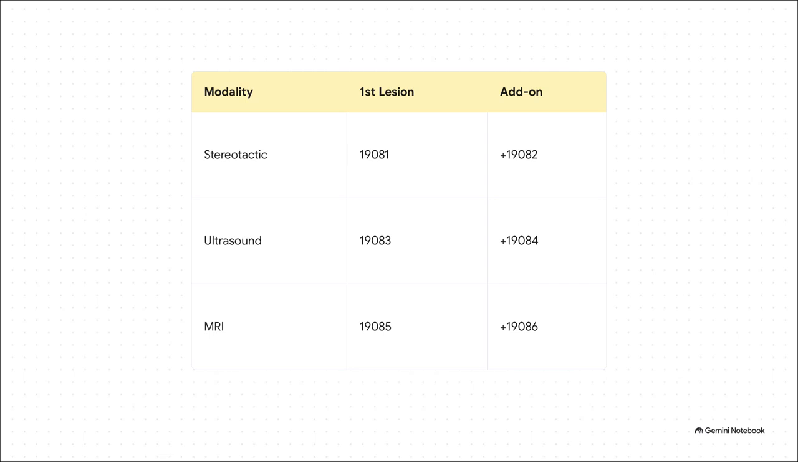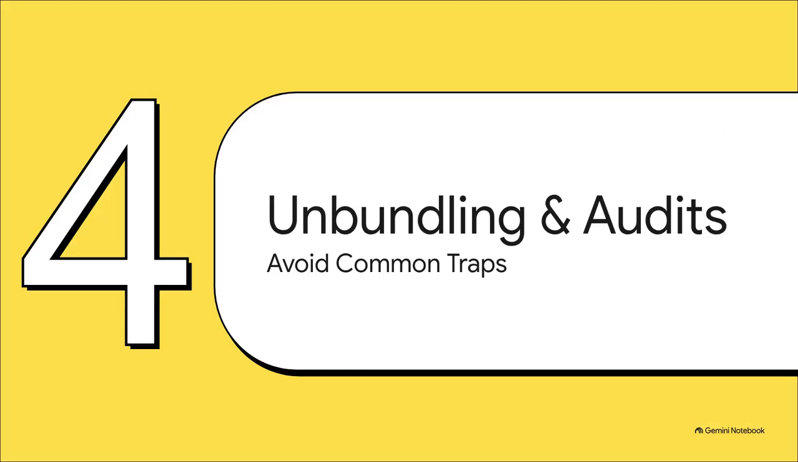If the physician uses stereotactic guidance, your initial lesion is 19081, and any additional lesions biopsied using that exact same guidance get the add-on code 19082. For ultrasound guidance, like we just talked about, it's 19083 for the first lesion and the add-on 19084 for subsequent ones. Finally, for MRI guidance, you start with 19085 and use add-on 19086 for any additional lesions. Pretty clean, right?